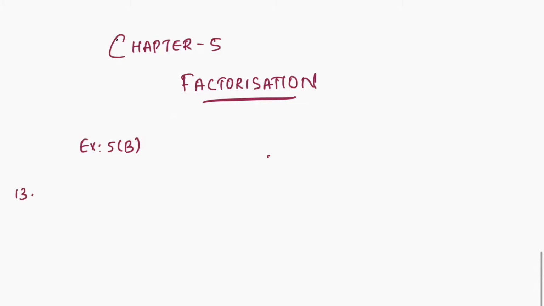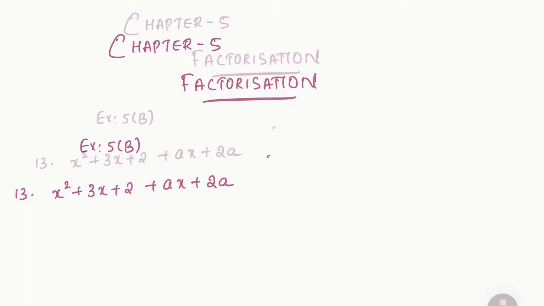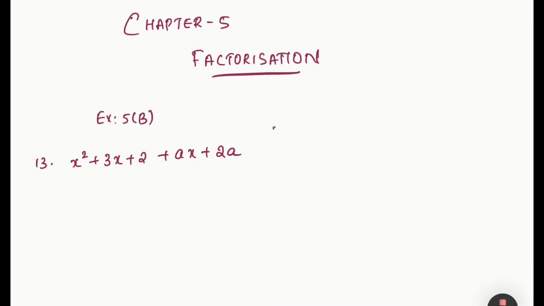Coming to question number 13, it is x square plus 3x plus 2 plus ax plus 2a. Okay, so how do we solve this? Here we have to factorize the terms. Just look into those terms and tell me how can we group them up. So how do we group them?